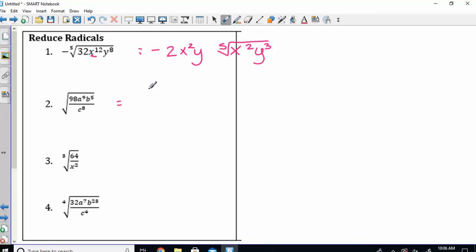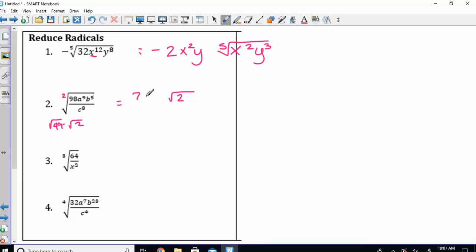Number 2. The square root of 98. Does that come out evenly? No. All right. So what do we need to do then? What perfect square goes into 98? 49. Mm-hmm. So that's 49 times 2. All right, the square root of 49 is, so a 7 comes out, and then under the radical we still have a 2.